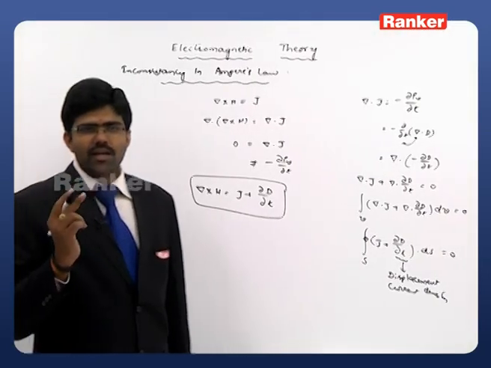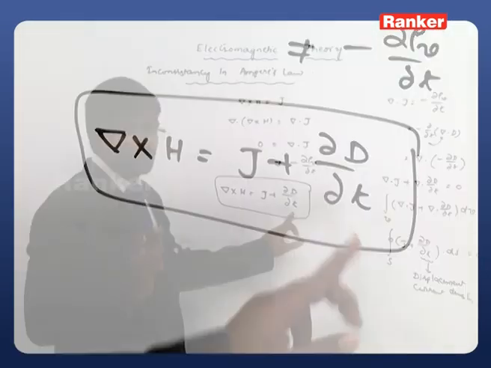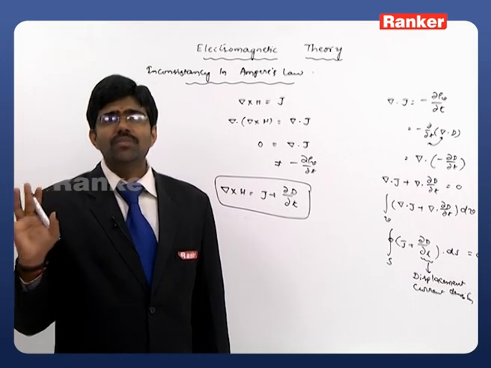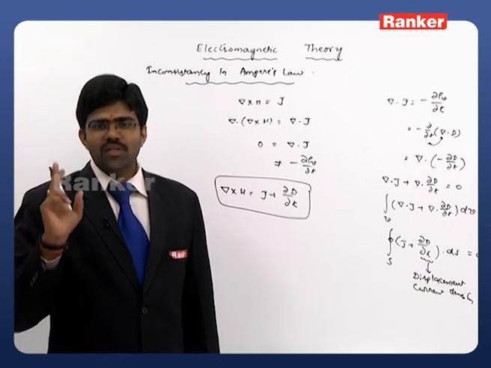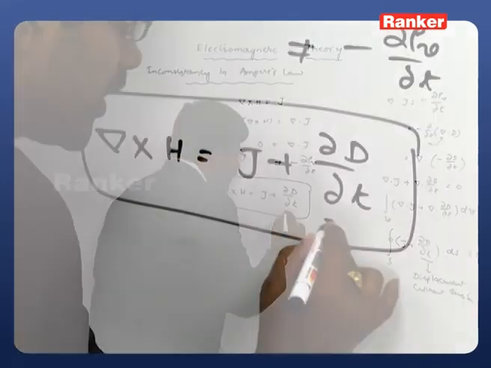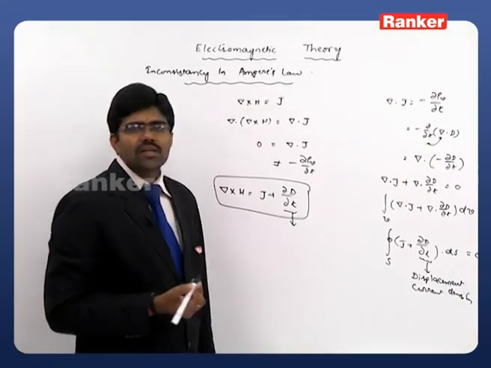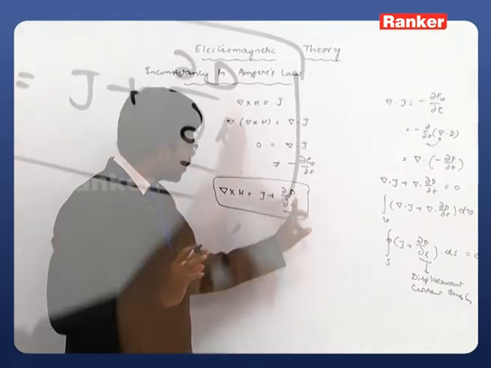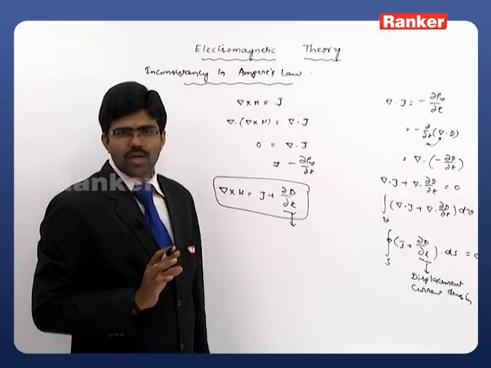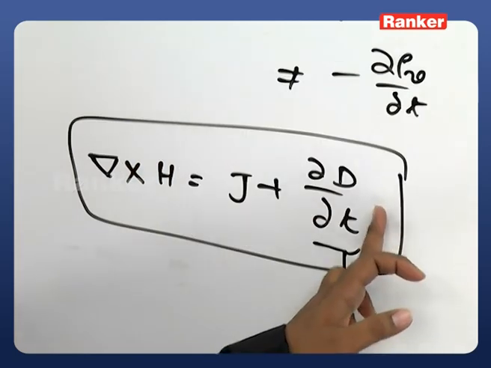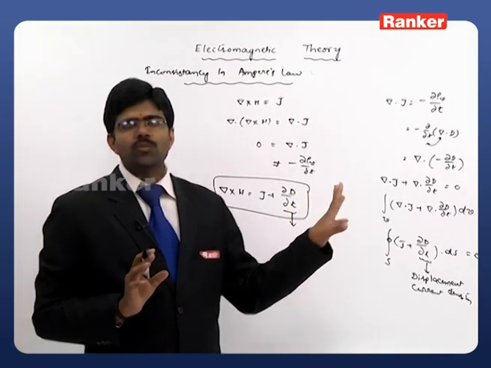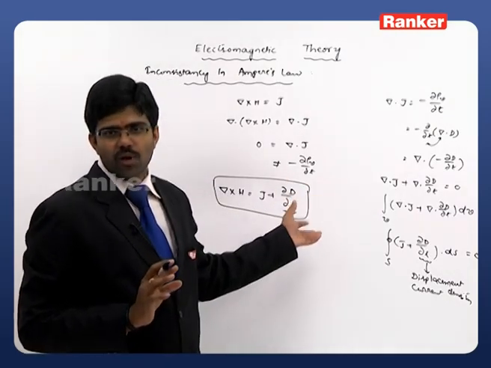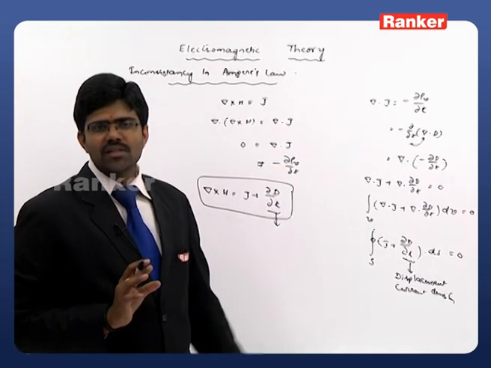Clearly remember, this dou D by dou t term must be added whenever there is a time varying field. So for time varying fields, this dou D by dou t will be added and it is called displacement current density. The units are the same as our conduction current density, ampere per meter square. This is a very simple equation which we are supposed to remember as the fourth Maxwell's equation in its differential form. Now I will write this one in its integral form also.